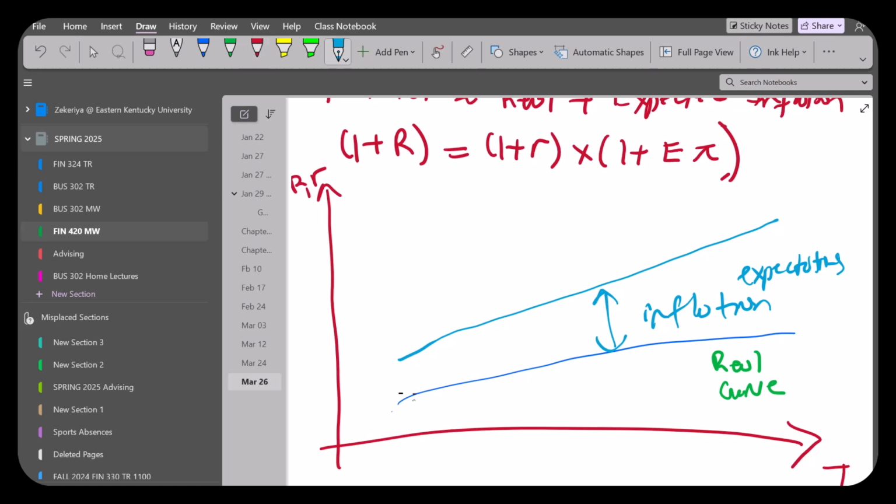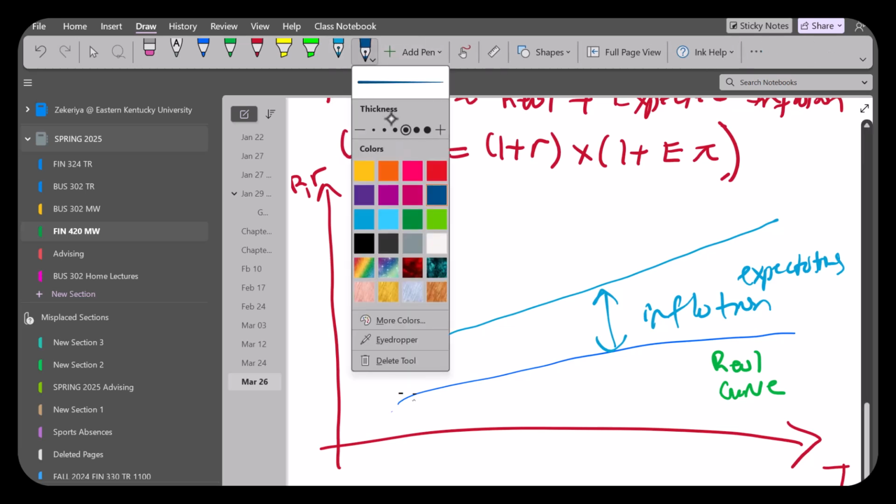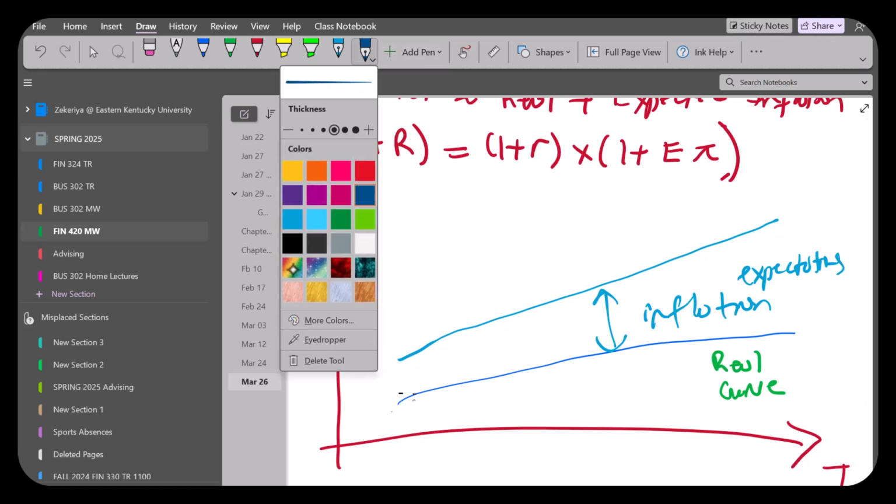And to that, I'm gonna add another one, and I'm gonna make that into a rainbow. Okay.